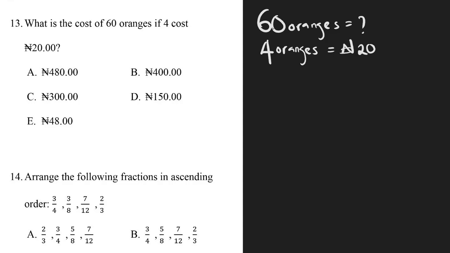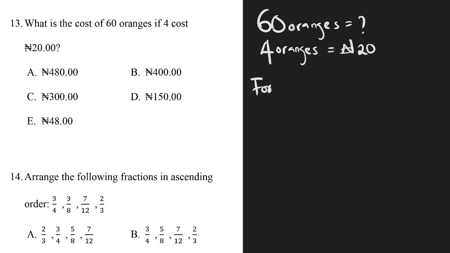There are two ways to approach this. The first way is to calculate the cost of one orange. After getting the amount for one orange, you multiply it by 60 oranges, and you will get the amount for 60 oranges. I'm going to show you the two ways. So if 4 oranges cost 20 naira, of course, one orange will cost 20 divided by 4, right?